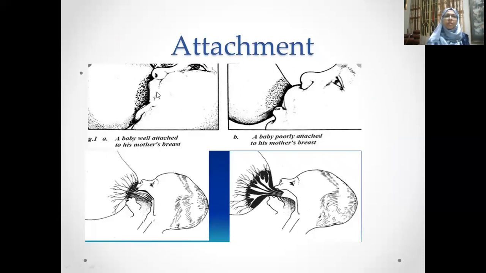With good attachment, the nipple including surrounding areola is inside the mouth of the baby. Here, in poor attachment, only the nipple is inside the mouth of the baby. In good attachment, the baby is giving pressure over the lactiferous sinuses, so the baby is getting milk from the mother's breast. Here there is no pressure over the lactiferous sinuses, where the milk is collected and available during feeding. So the baby is suckling only, but there is no milk.